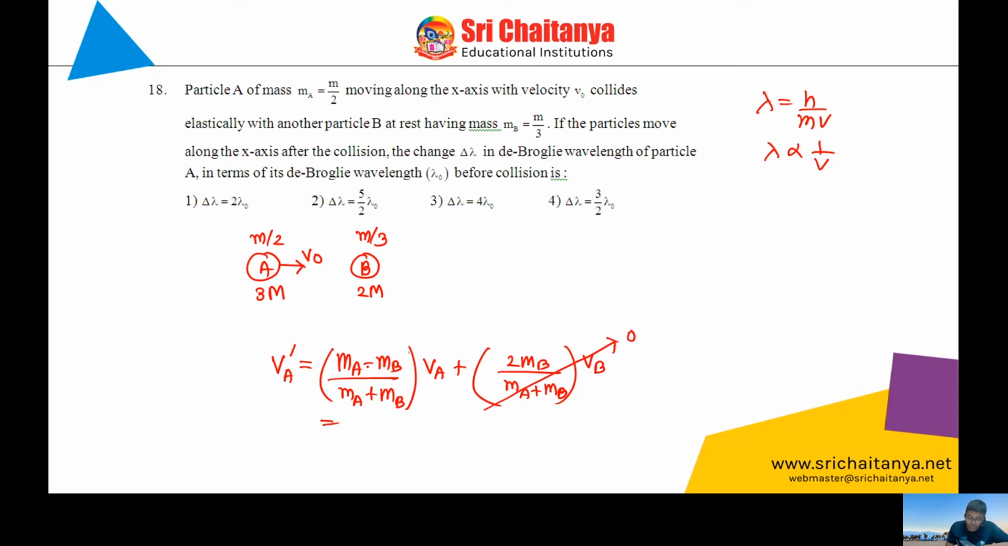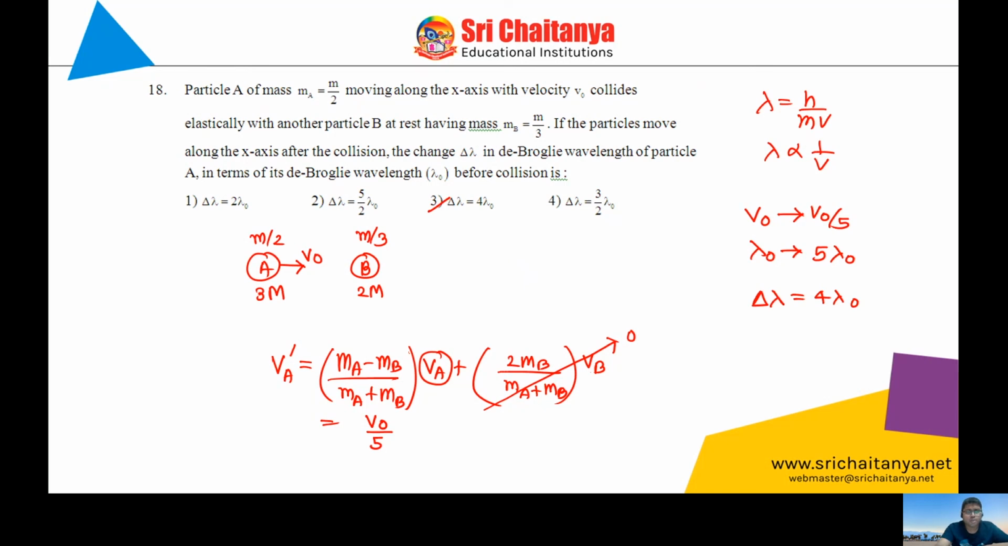So that would be 3m minus 2m, so m upon 5m, and VA is simply V naught. So this will simply turn out to be V naught by 5. So V naught is changing to V naught by 5. Since wavelength is reciprocal of velocity, lambda naught will be changing to 5 lambda naught. So the change in wavelength, delta lambda, is definitely 4 lambda naught. So option 3 is correct. So that is question number 18.